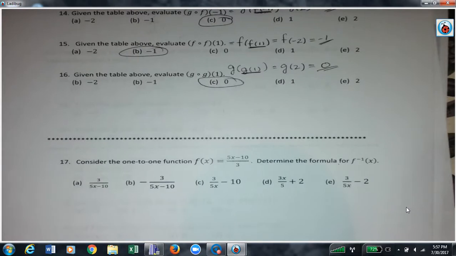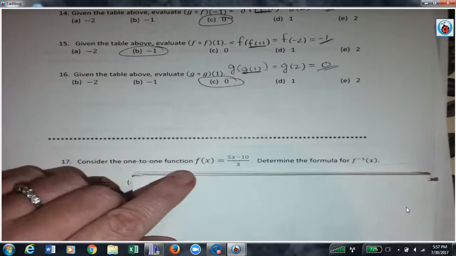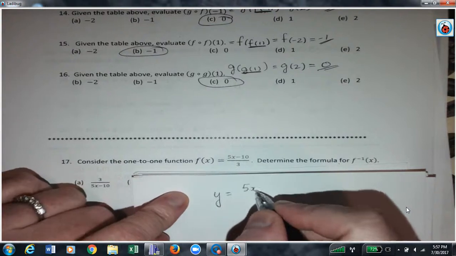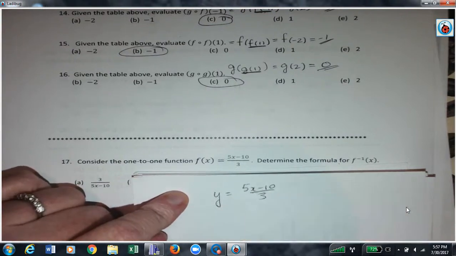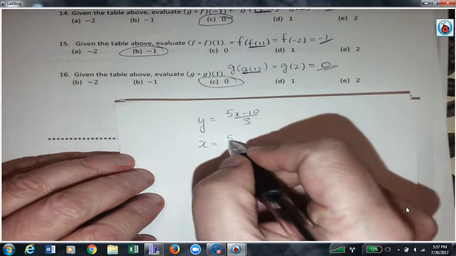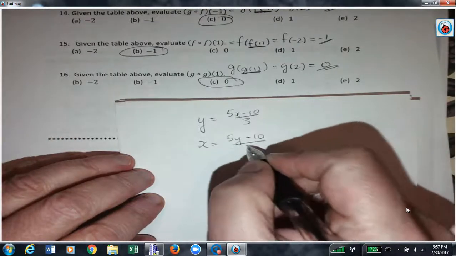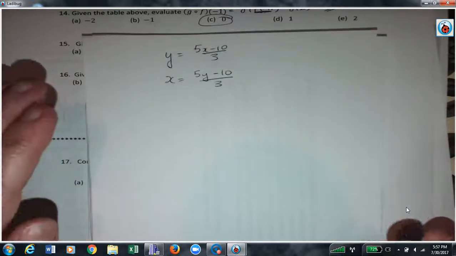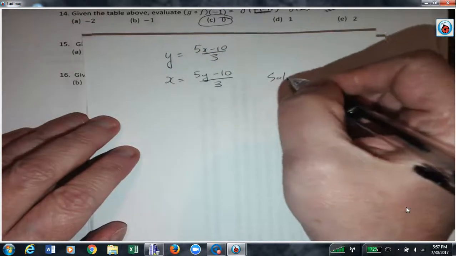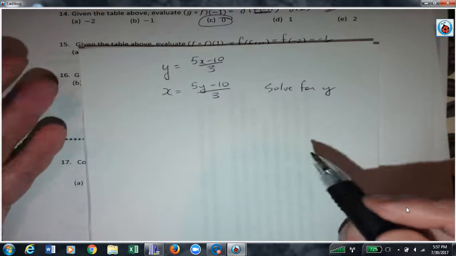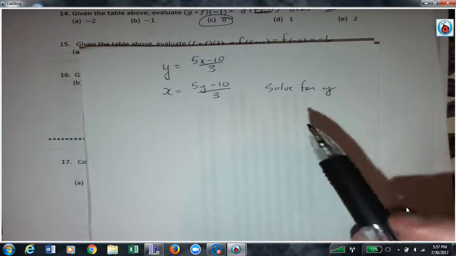So the process was, the first step was to replace the f with a y. And the next thing we had to do was swap the x's and the y's. And the last thing we had to do, and this is what takes the longest, is to solve this for y. Once we solve it for y, we've pretty well got it, which means you want to get y by itself, preferably on the left-hand side.